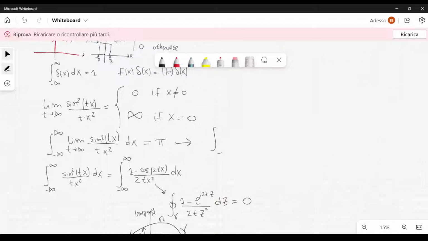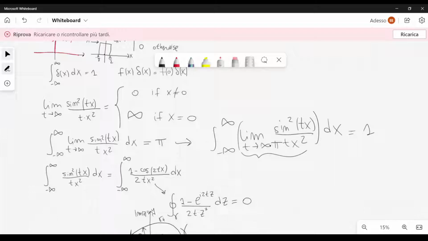And it means that the integral from minus infinity to infinity of the limit as t goes to infinity of sine squared of tx divided by tx squared dx, and we divide by pi here, this is equal to 1. And it means that this quantity is a function, quote unquote function. It is not really a function, because we said that this behaves like the Dirac delta. So this is a distribution, and it is exactly coincident with the Dirac delta.